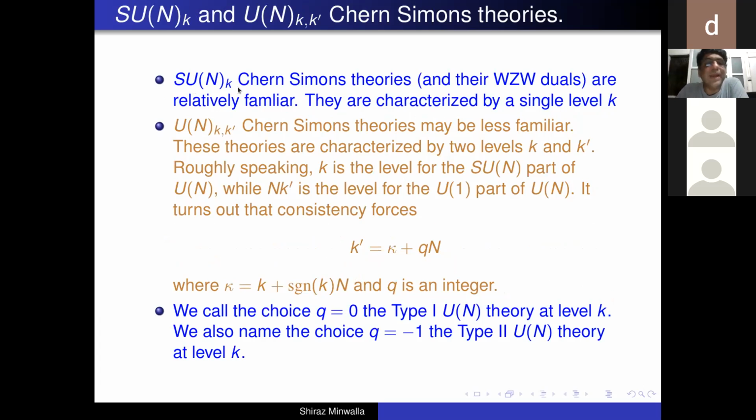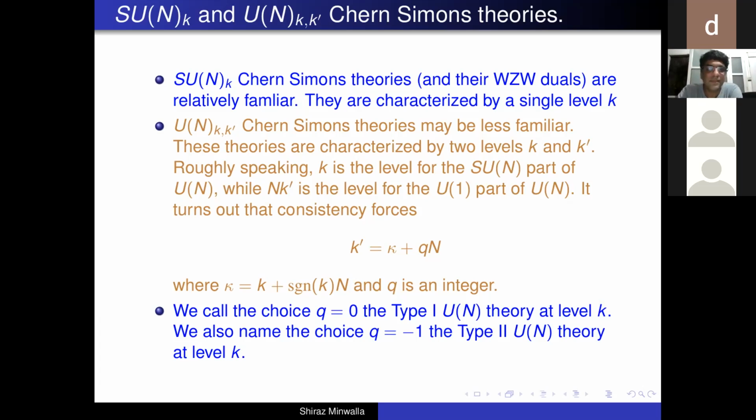So first, SUN K Chern-Simons theories and their Wess-Zumino-Witten duals are relatively familiar to most of us. As most of us know, they are characterized by a single level K. Now, I'm going to have to deal with slightly less familiar Chern-Simons theories and their Wess-Zumino-Witten duals. These are UN K K prime Chern-Simons theories. Now, these theories may be less familiar to you. To start with, they're not characterized by one level, but by two. The reason for this is that the UN theory at the level of algebra is SUN times U1. And so roughly speaking, what you have is one level for the SUN part and one level for the U1 part.